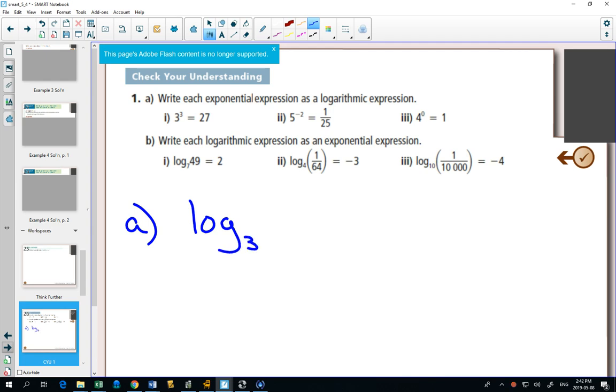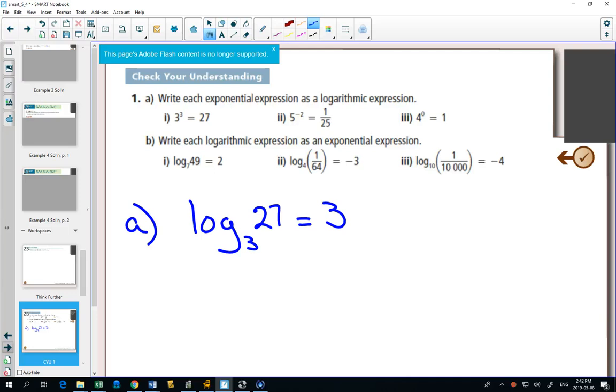Okay? Logs solve for exponents. That's their main purpose. So the answer is going to be what your exponent was originally. And the number that's left, the 27, the answer of your exponent is going to be inside of your logarithm. And we would read this and say log base 3 of 27 is equal to 3. That's how I would read it.